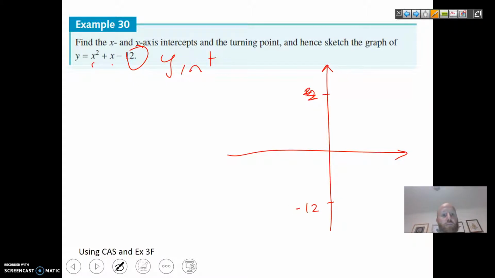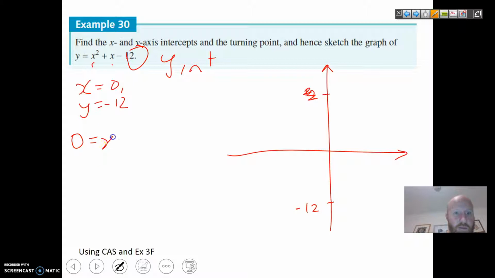Minus 12. You want a y-intercept, make x equals 0. X equals 0, y equals minus 12. Some people like working out. Great. Now, generally the way forward is to factorize to get your x-intercepts. Let's make y equals 0.